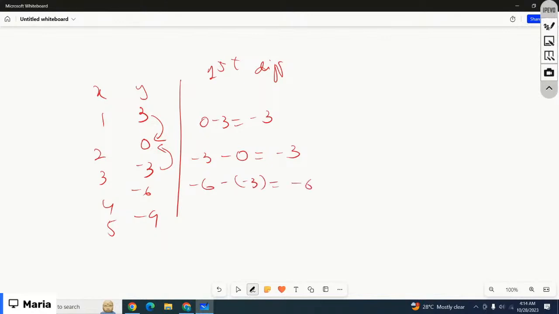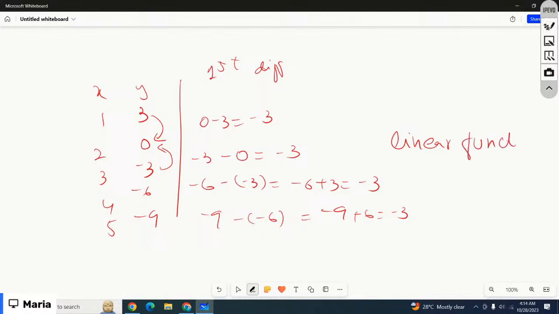That would be -6 plus 3. So again, that is -3. Then -9 minus (-6). So that would be -9 plus 6. Again, that is -3. You can see the first difference is constant, right? That means that is a linear function.